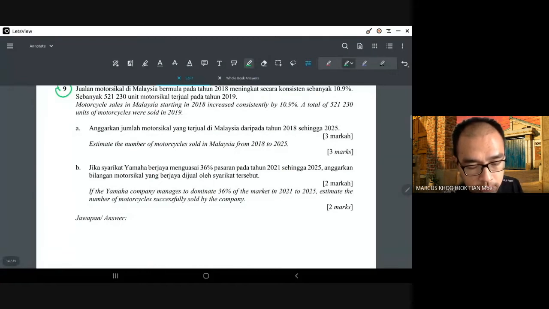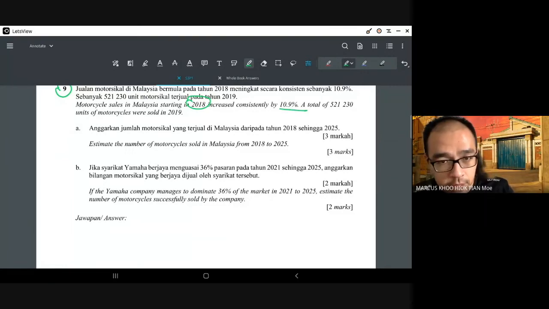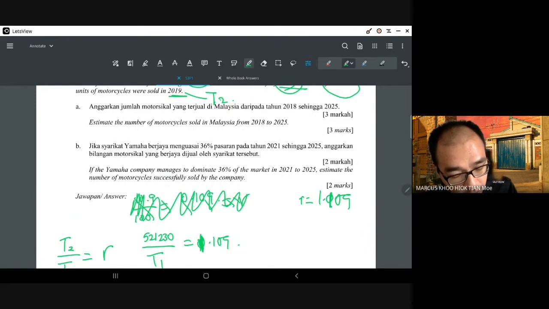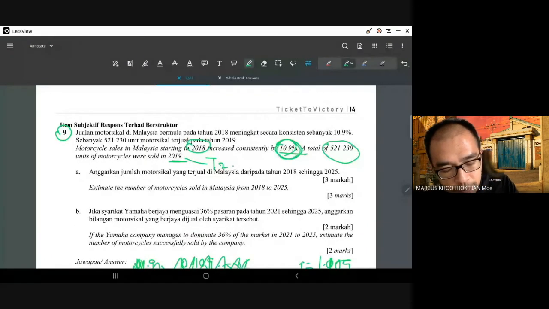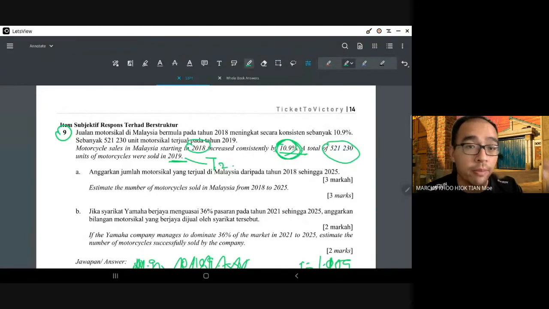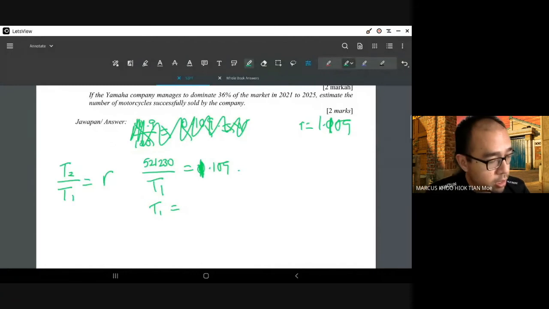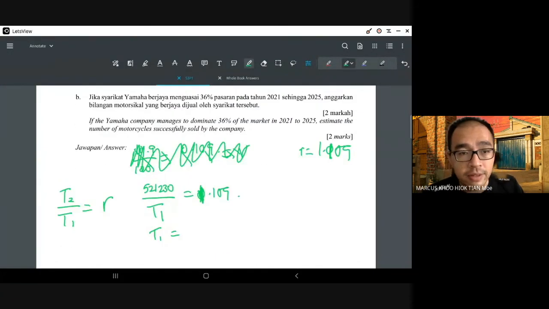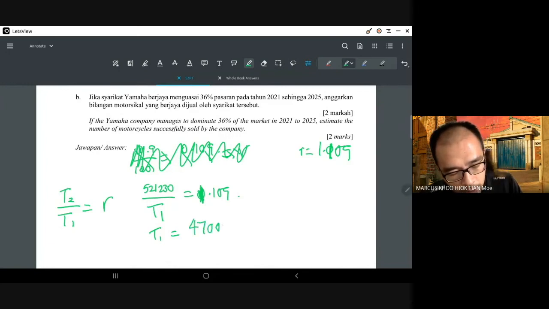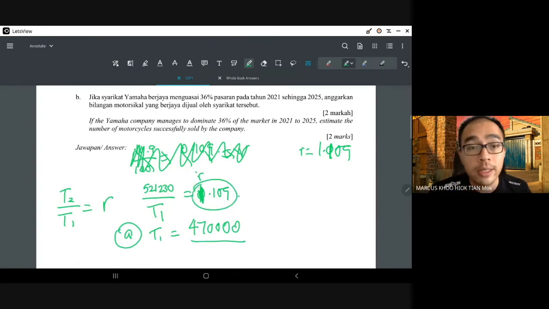Motorcycle sales started in 2018, increased consistently by 10.9%. So 10.9% refers to the R. R equals 1.109 because there is a 10.9% increase from the previous year. Okay, so can somebody calculate T1 for me, please? 47,000 only, or 470,000. Okay, so this is our A. So A is 470,000. Our R is 1.109.